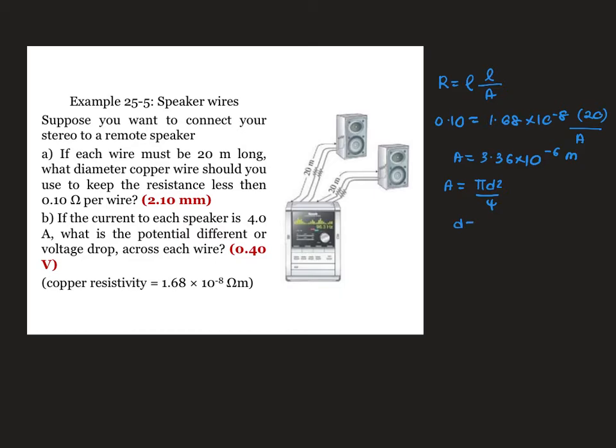So we need to find the diameter here, which is going to be the square root of 4 times 3.36 to the power of negative 6 over pi. Then square root everything. Supposedly, you are going to get the answer 2.07 times 10 to the power of negative 3 meters for the diameter. Okay, good.